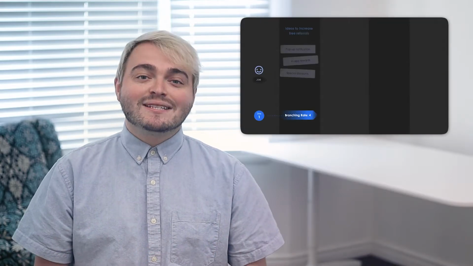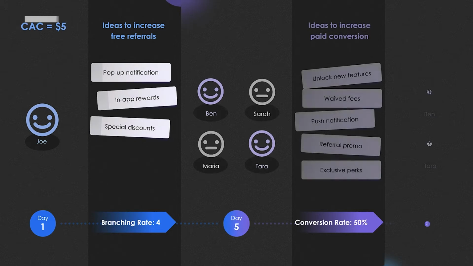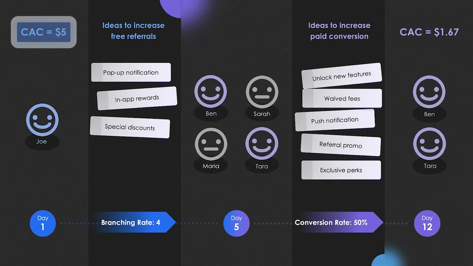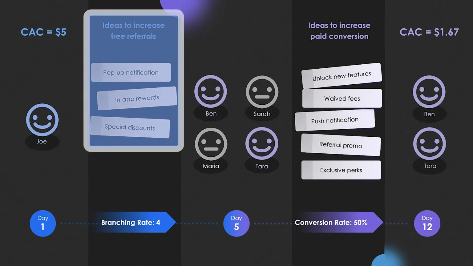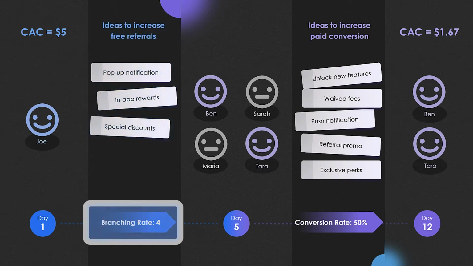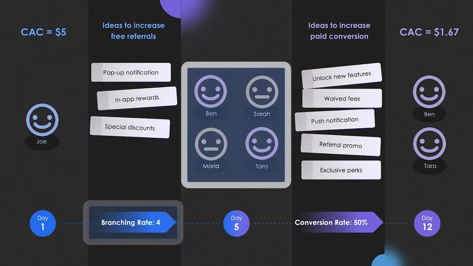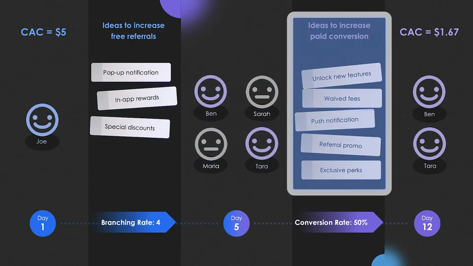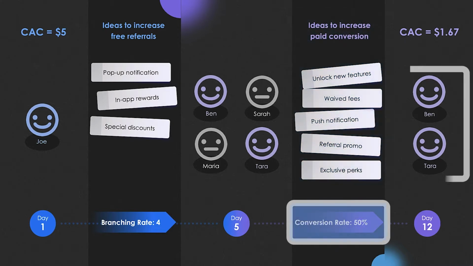This slide visualizes how viral lead gen works. To acquire a user, you have a base cost. Then, you build your app with certain features to incentivize the user to share it. The branching rate is how many people the first user shares the app with. Thanks to additional features, a portion of these users convert to new users.